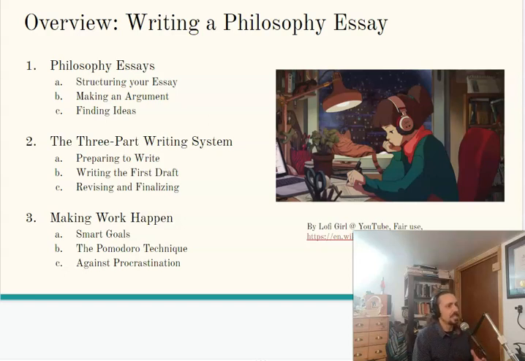One, philosophy essays in terms of structure, arguments, and finding ideas. Then I'm going to move to having a writing system. How do you start? Do you just start typing, or should you have a plan going in? I'm going to suggest you prepare to write, then write a first draft, then spend some time revising and finalizing before you submit. And finally, in the third section, I'll talk about making work actually happen, setting up SMART goals, using techniques to prevent procrastination and working at the last minute. Let's get started.